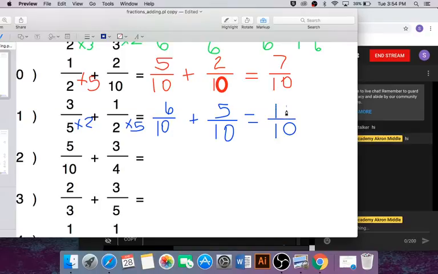11 over 10 is an improper fraction. So 10 goes into 11 one whole time. And there's still 1 left over. So our answer is 1 and 1/10.